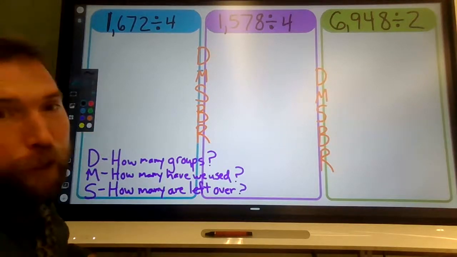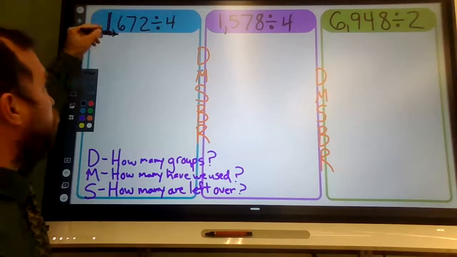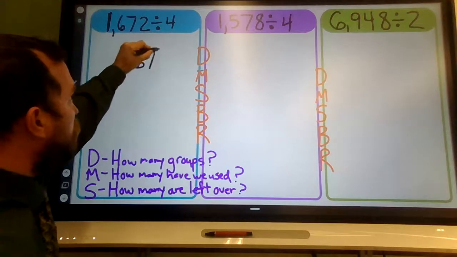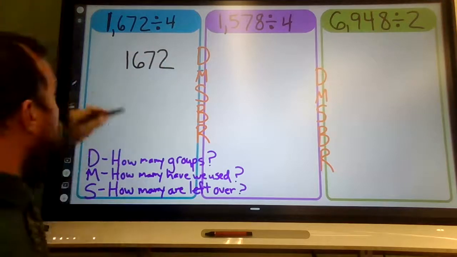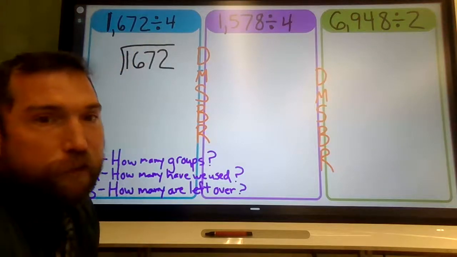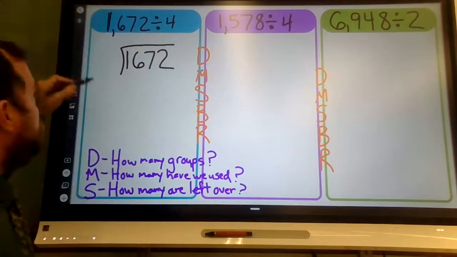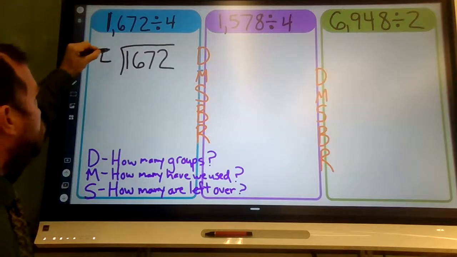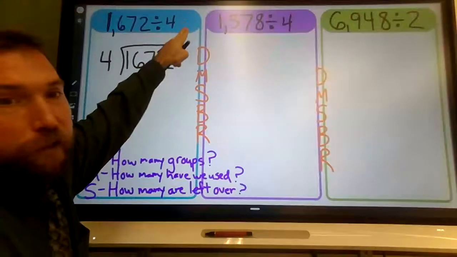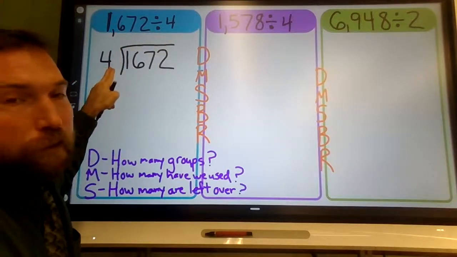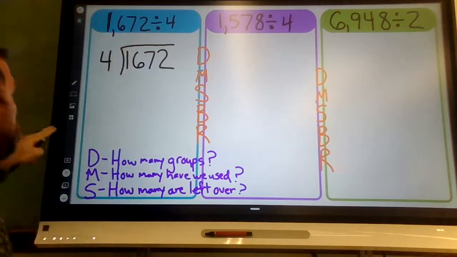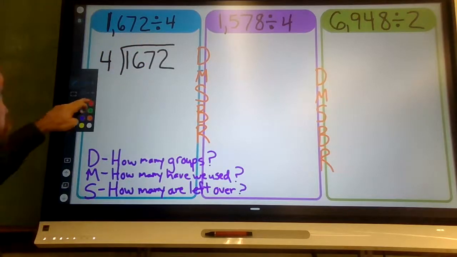Again, when I set my problem up, this is another important thing. I take the bigger number, and that goes inside. I make almost like a sideways 7. It's that division symbol, and then I'm going to divide that by 4. The little number, that's called the divisor, goes out here. This one's called the dividend. And then the quotient, which is the answer, goes up top. Then I'll switch colors.